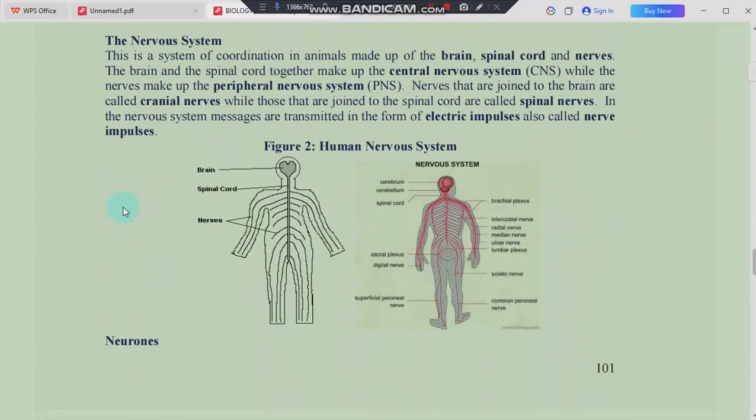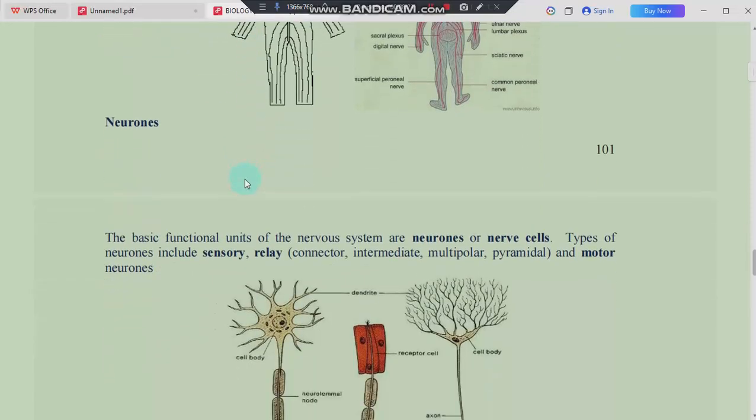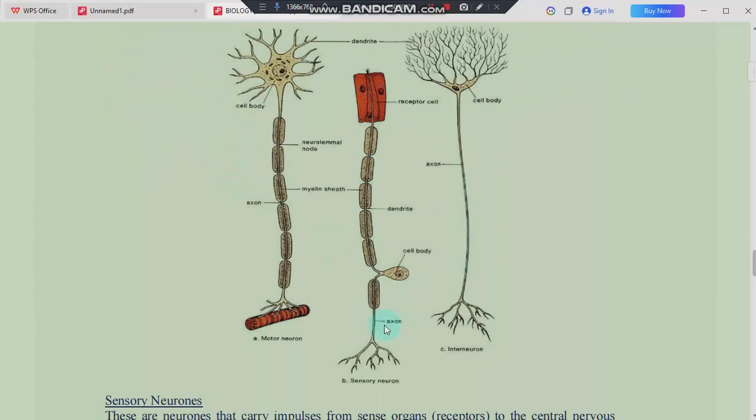So just a quick summary as we conclude our topic. We said the central nervous system is made up of the brain and the spinal cord, and whenever we deal with the nerves, we are dealing with the peripheral nervous system. And then this nervous system is also made up of neurons, and we have three basic neurons. We have the sensory neuron, the motor neuron, and the relay neuron. And we said the sensory neuron carries electrical impulses from the sensory receptor, which is your skin or your sense organ, to the central nervous system, which is made up of the brain and the spinal cord.